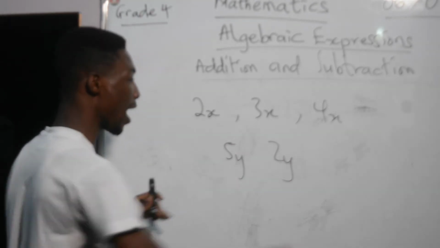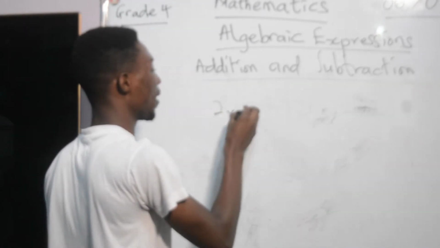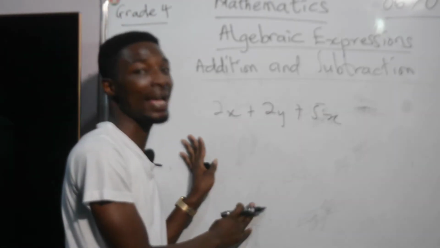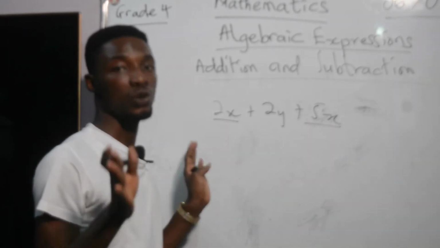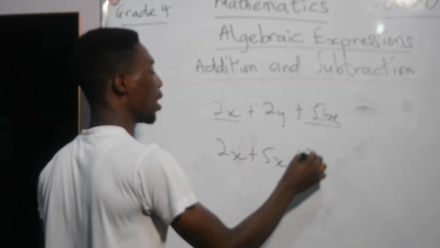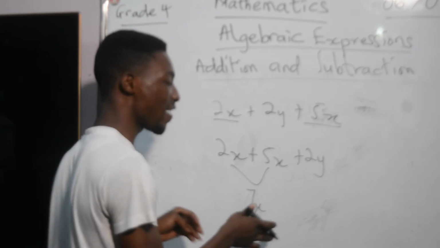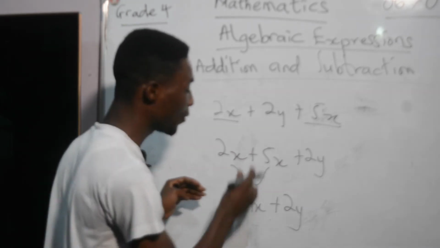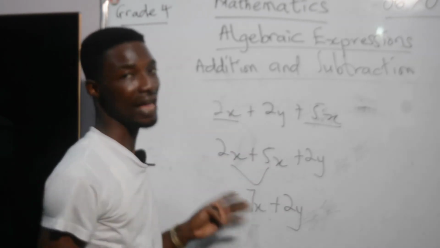Let's perform some simple arithmetics here. Let's say we have 2x plus 2y plus 5x. We are supposed to simplify this expression by adding like terms. We can see that 2x and 5x are having the same variables, so they are like terms, so we can add them. Adding 2x and 5x will give us 7x. 2y has a different variable, so it cannot be added, so it still stands alone as 2y. Therefore, the result for 2x plus 2y plus 5x is 7x plus 2y.